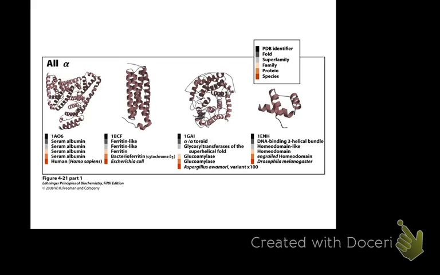So the first one is serum albumin, which we talked about before. That's like the taxi driver of the blood. It's all alpha helical. It binds, sucks up stuff, drugs, small molecules, and just takes it from tissue to tissue. Ferritin-like, or ferritin. What do you suppose that ferritin does or plays a role in? It's iron homeostasis.